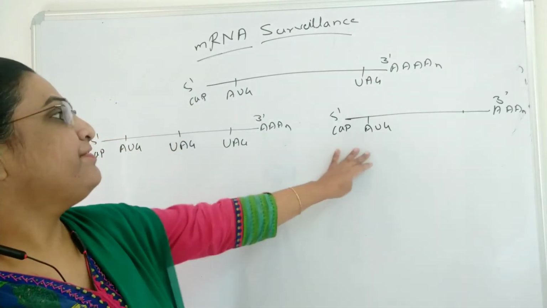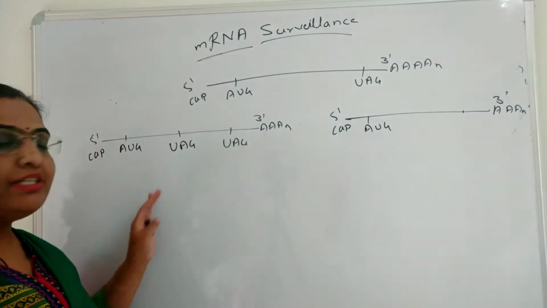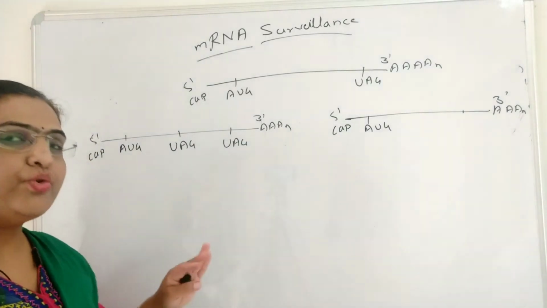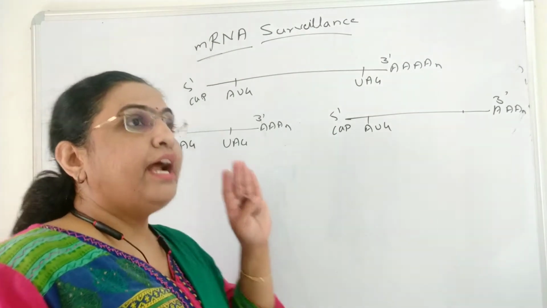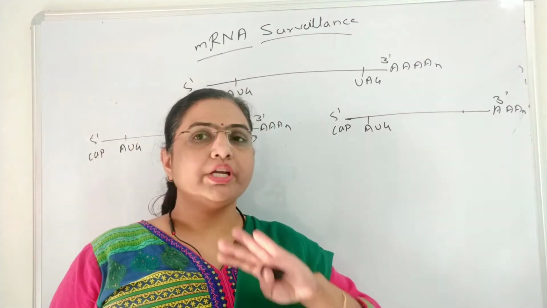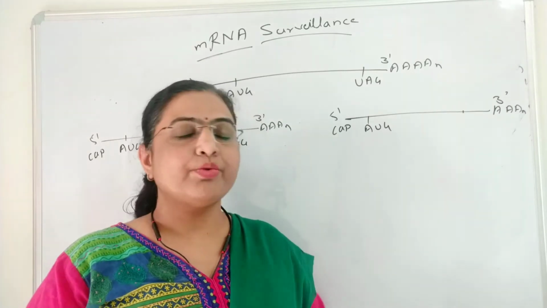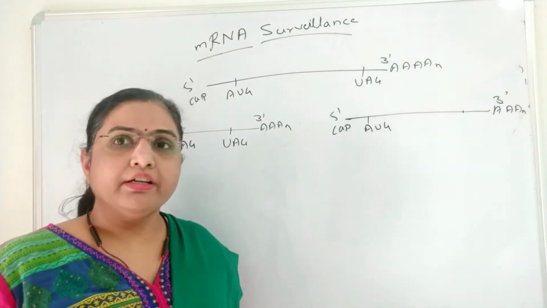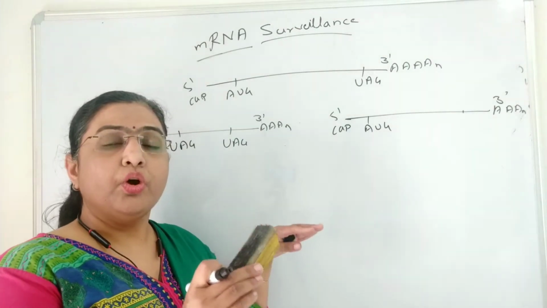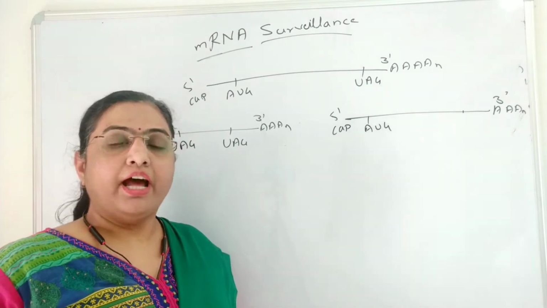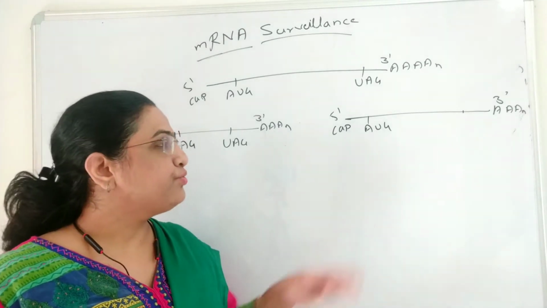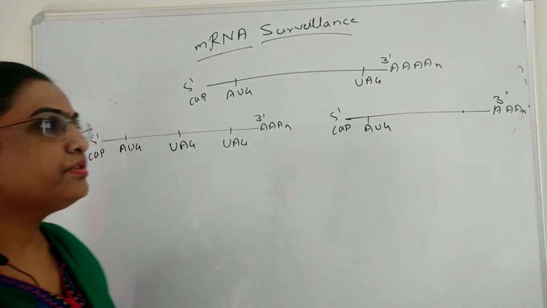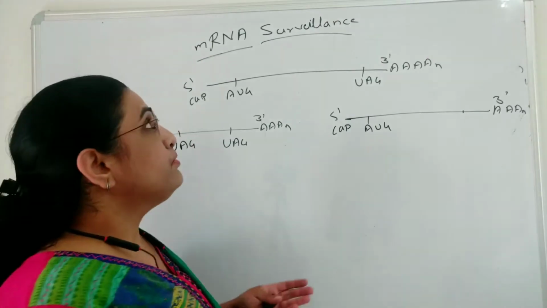So these are the two defective types of mRNA which can be synthesized in the cell. When such mRNA is translated, it produces a defective, non-functional protein that is not required by the cell. So why translate this mRNA again and again? As the protein is not useful, these mRNAs have to be degraded.